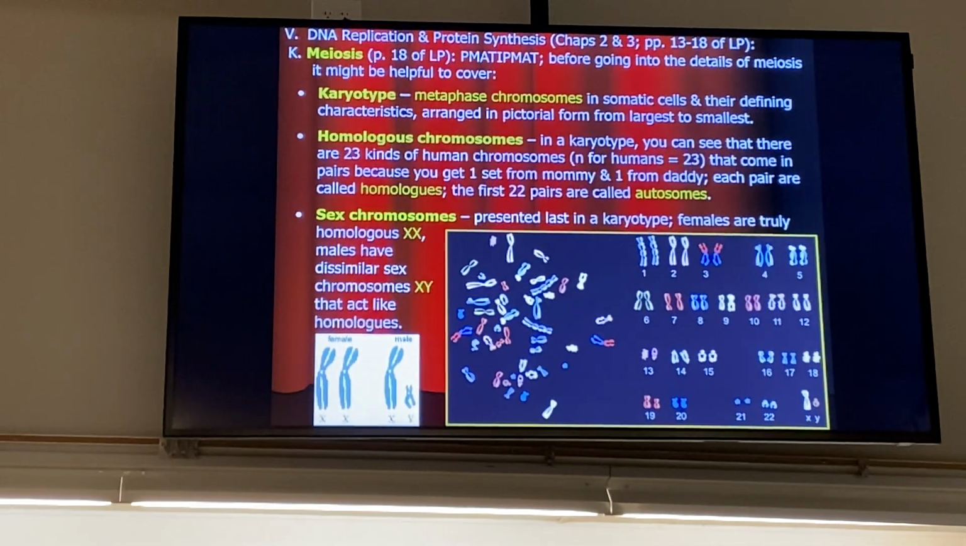What sex is this person that the karyotype is taken from? Male. Down here, 23rd pair, XY. Everybody see that? Okay. Here's the thing about the XY. Even though they are really dissimilar, in meiosis, they act just like homologous pairs, like the 2 number ones, which are identical. They still act as homologs, even though they're dissimilar. Everybody got it?